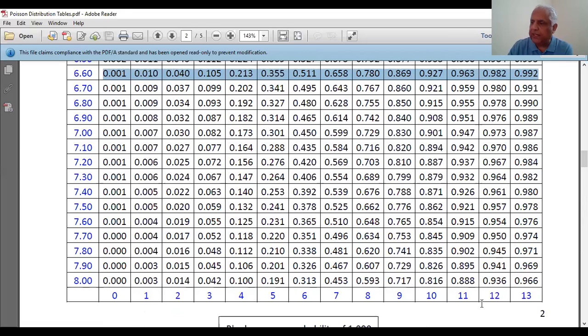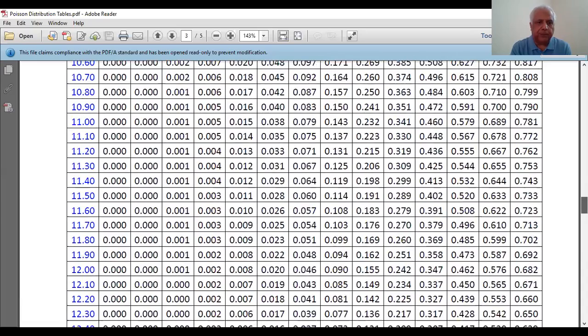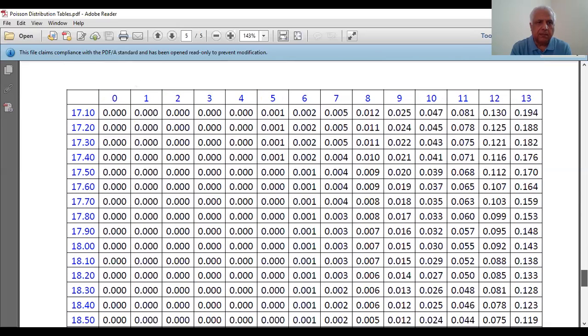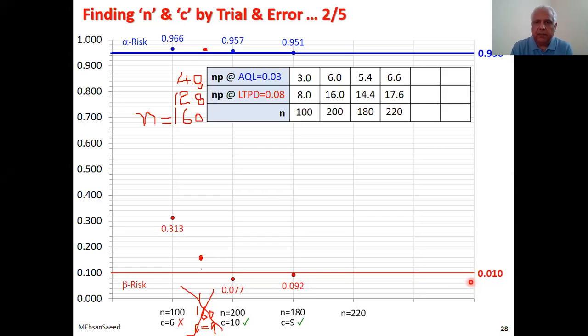0.963. C is equal to 11. And now we keep this column and go to the bottom with 17.6. This is 17.6. And under 11, we find 0.065. So now we plot these, go back to the problem. The first one was 0.963, so it is here, acceptable. This is 0.065, it is here, acceptable. So N is equal to 220, C is equal to 11 is acceptable.